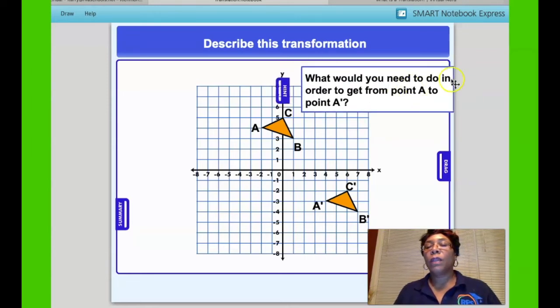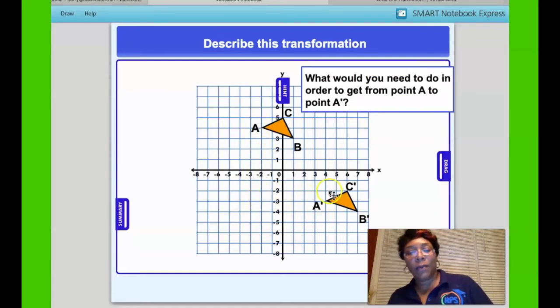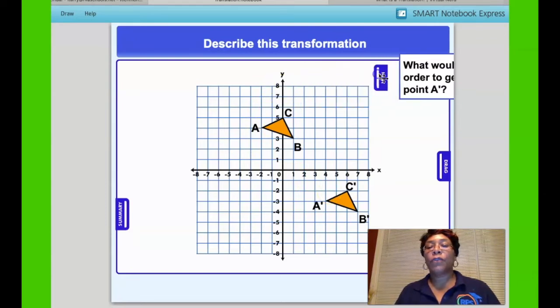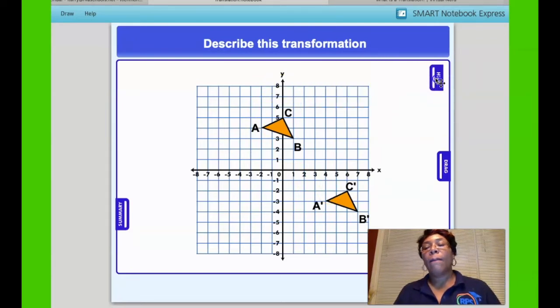Okay, so what do we need to do in order to get from point A to point B? So in this case, we're going to go down and we're going to go to the right. So there's 2 things we have to do. So that is a translation. I want to see exactly if I'm moving all my points in the same direction every time.